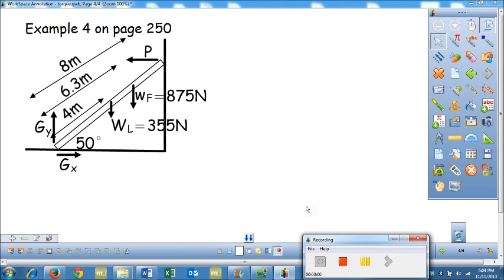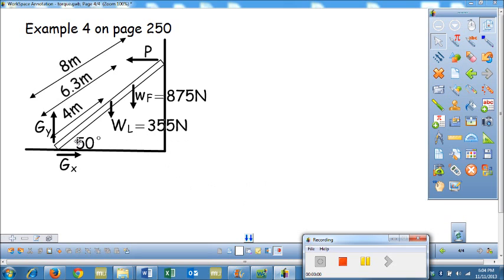Okay, so we're looking at example 4 on page 250. It reads, in figure 9.7a, an 8-meter ladder of weight WL of 355 newtons leans against a smooth vertical wall. The term smooth means that the wall can exert only normal force directed perpendicular to the wall and cannot exert a frictional force parallel to it. A firefighter whose weight is WF equals 875 newtons stands 6.3 meters up from the bottom of the ladder.